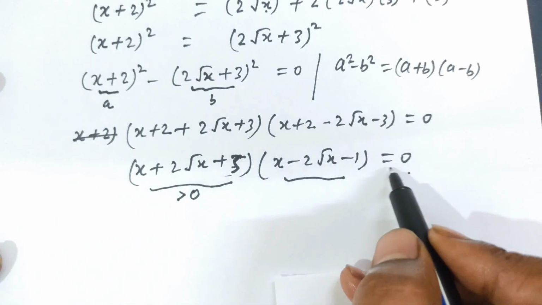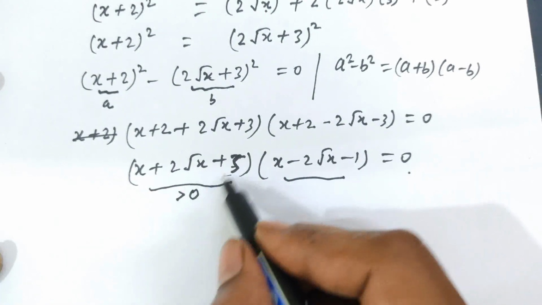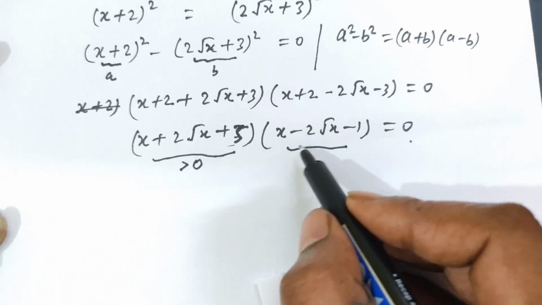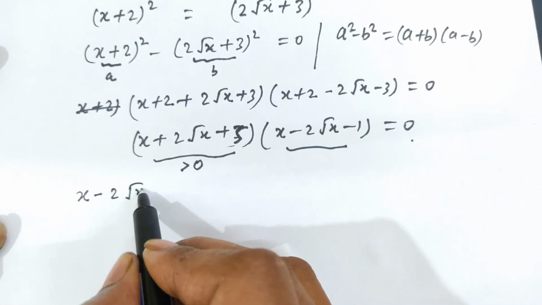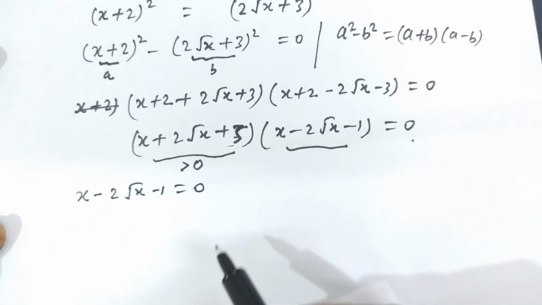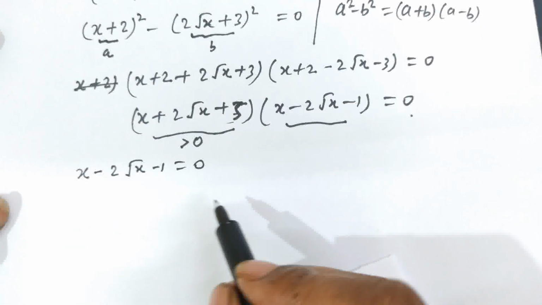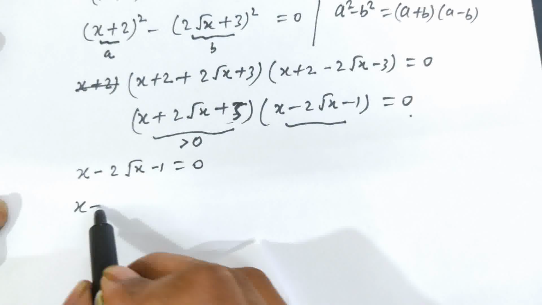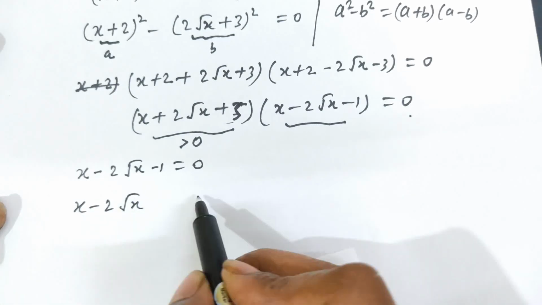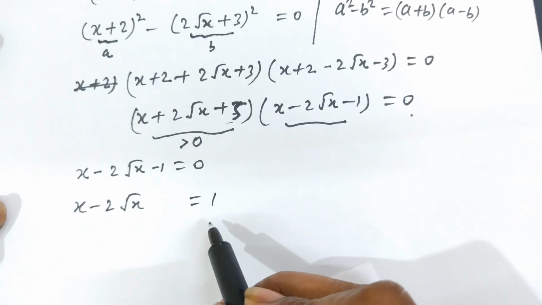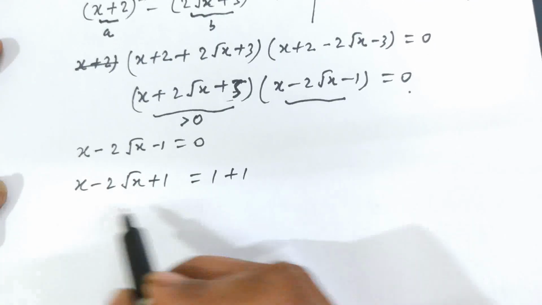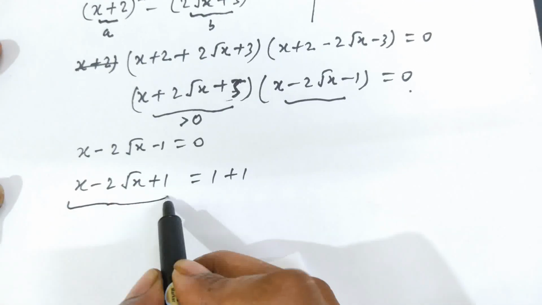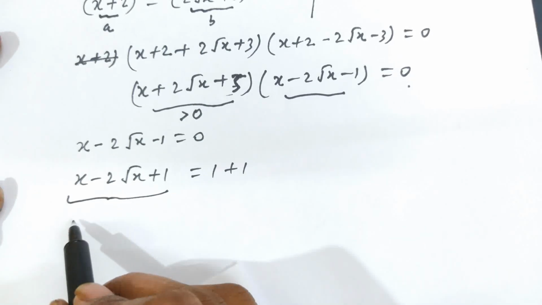And the multiplication of two numbers is 0 and this expression is not 0. So x minus 2 times square root of x minus 1 is equal to 0. Now here x minus 2 times square root of x is equal to 1. If we add 1 to both sides and look carefully, this expression is a perfect square expression.